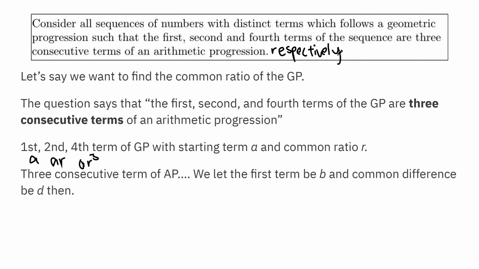Consider all sequences of numbers with distinct terms which follow a geometric progression. A geometric progression is one with a common ratio, such that the first, second, and fourth terms of the sequence are three consecutive terms of an arithmetic progression, respectively. Let's say we want to find the common ratio of this geometric progression. Take a while, pause the video, and try to answer this question.